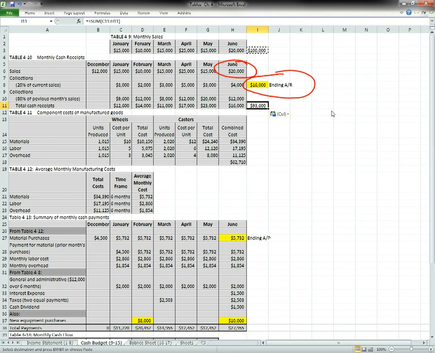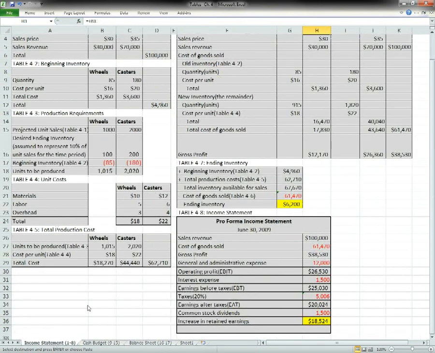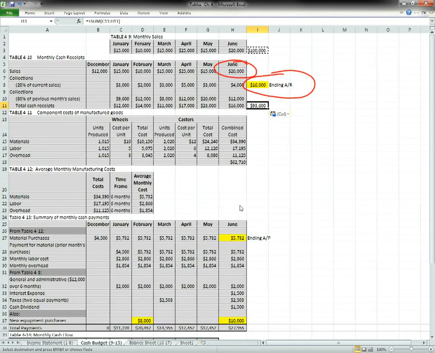In the earlier discussion when we were looking at developing the pro forma income statement, we calculated the costs of production, and even before we did that, we calculated the number of units produced. Let's go back and look at that. We estimated that we were going to need to produce 1,015 wheels, 2,020 casters, and our costs of producing these on a per unit basis were given in table 4-4. To calculate our cash budget, we need to go through that process again.